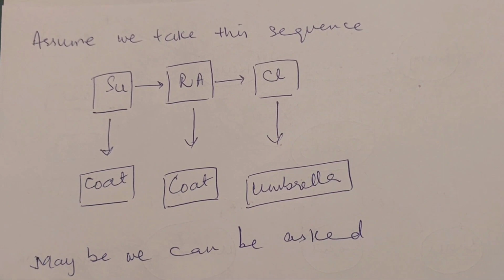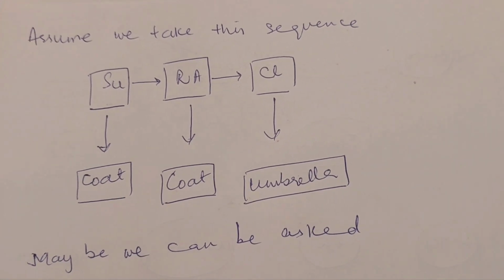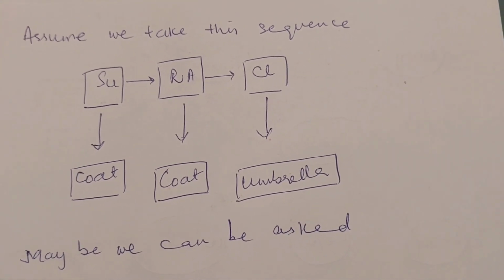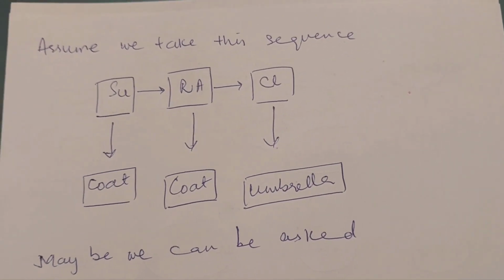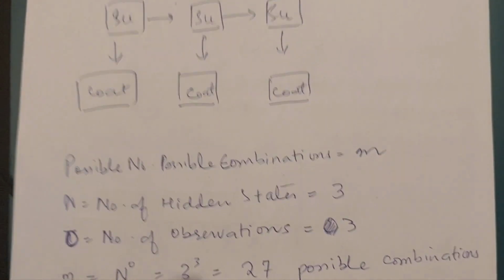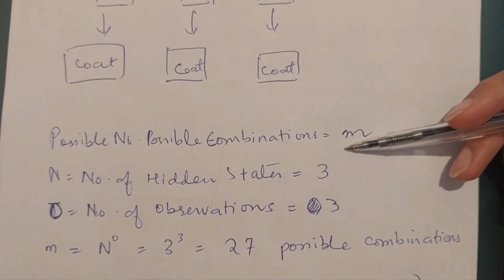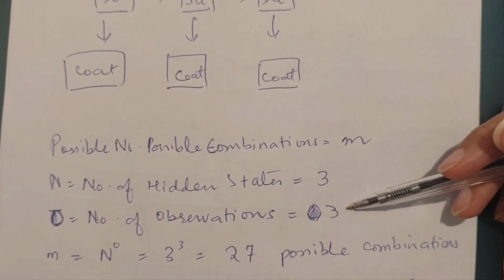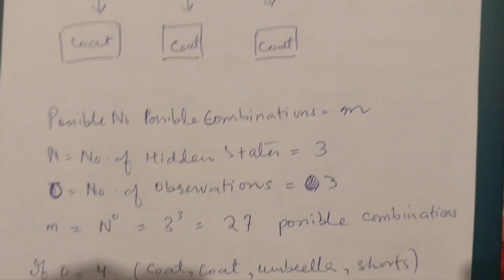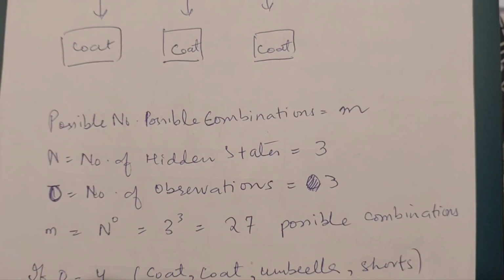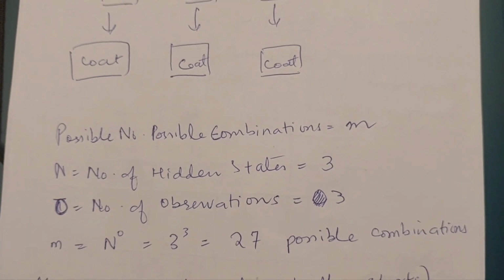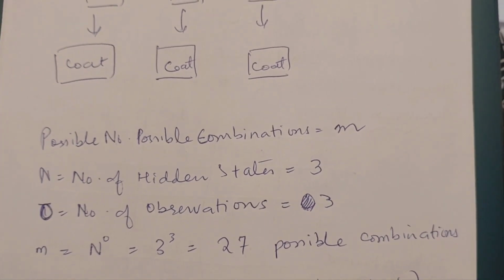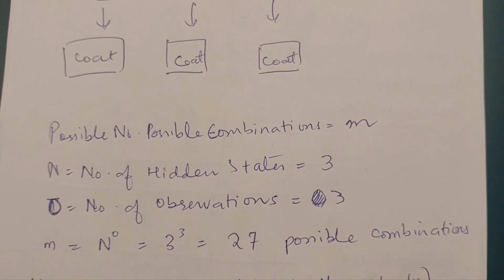So when we are doing this hidden Markov model, we can have a lot of possibilities of joining these. There can be so many sequences. For example, if we have got 3 hidden states and we have got 3 observations, the number of possible combinations is n raised to the power o, which is actually 3 raised to the power 3 here. So there can be 27 possible combinations.